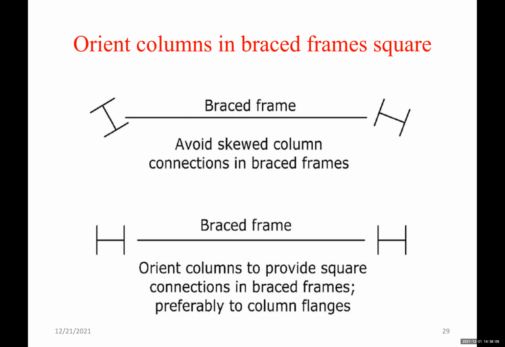Okay, orient columns in braced frames square. So if we have a braced frame like this at the top, you can see how the columns are oriented. This would result in complicated connections to the web and to the flange from each side, versus if we have connections to the column flanges. Okay, it's preferred to the flanges, of course, but if it has to be on the web, of course, we can do that. And if it's square, it'd still be much simpler than a skewed column.